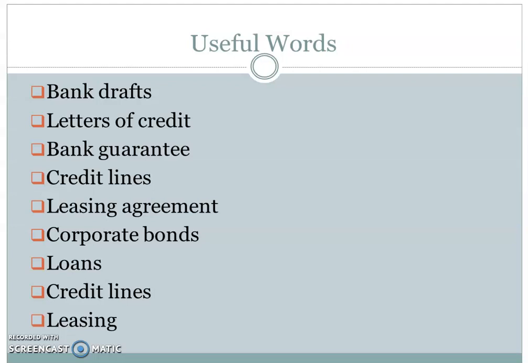For clients in the import or export business, bank drafts and letters of credit are very important. Bank drafts are checks issued by a bank rather than an individual and guarantee the beneficiary payment when the draft is presented.